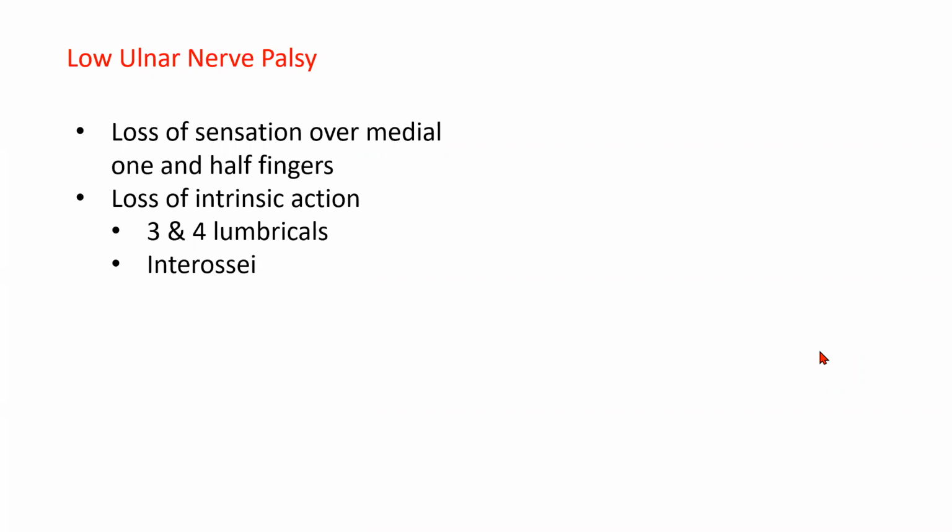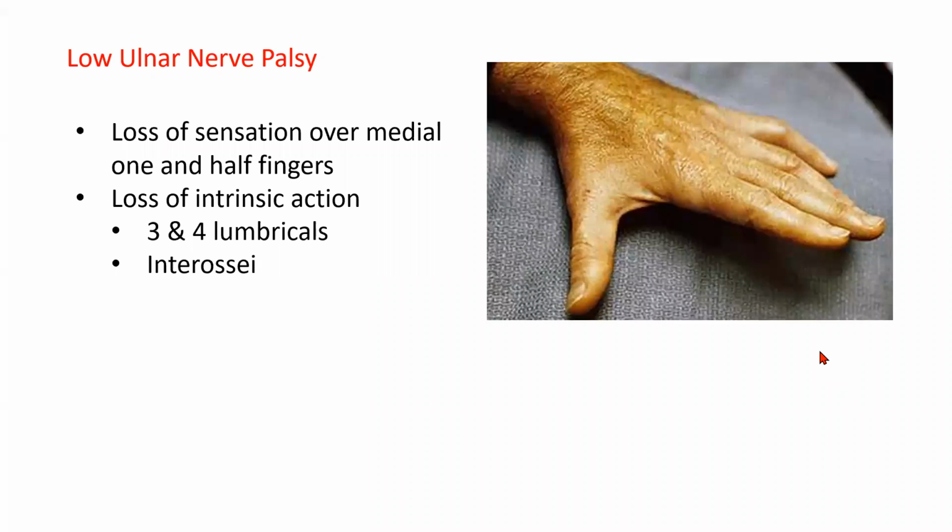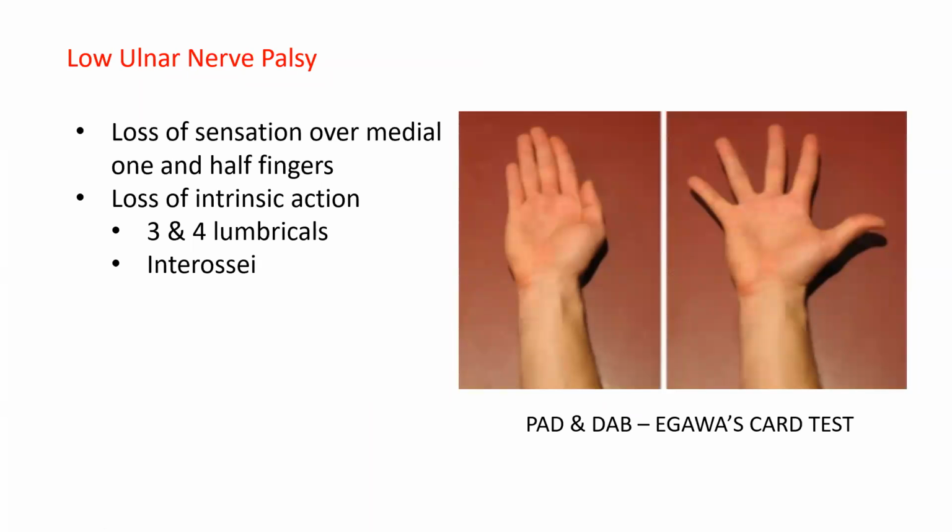So the 3rd and 4th lumbricals are lost, right? Therefore, this intrinsic plus position on the medial 2 fingers is lost. You can see that there is very good extension of the lateral 3 fingers, whereas there is some amount of flexion deformity of the medial 2 fingers. Okay. And how to check for the adductors?